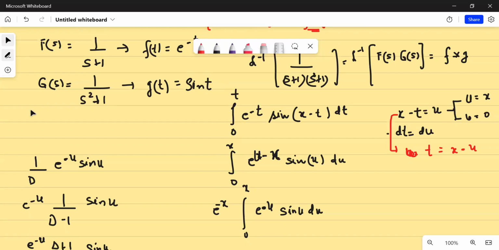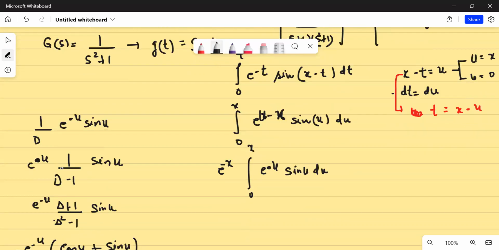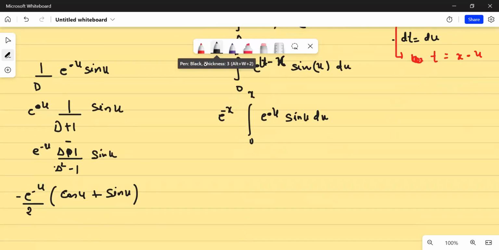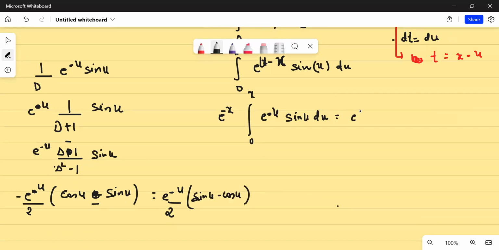So if I just write u here, I'll get d plus 1 here, so it will be d minus 1. You'll get a negative, that's not an issue, but you'll get a negative here as well. So after all, you'll get an answer as e to power u upon 2, and then you will get sine of u minus cos of u. So if I write that way, this is e to power minus x, not minus u plus u. So you'll get e to power u upon 2 into sine u minus cos u from 0 to x.